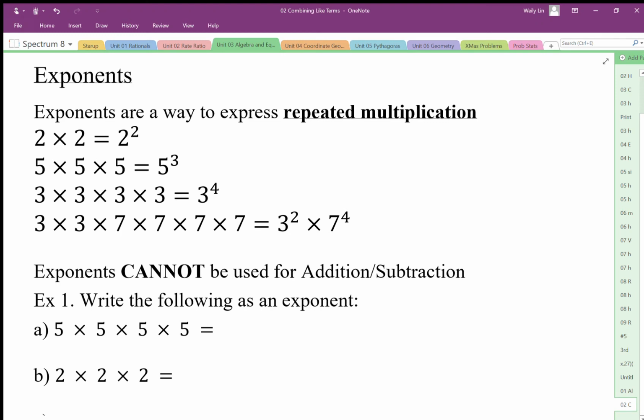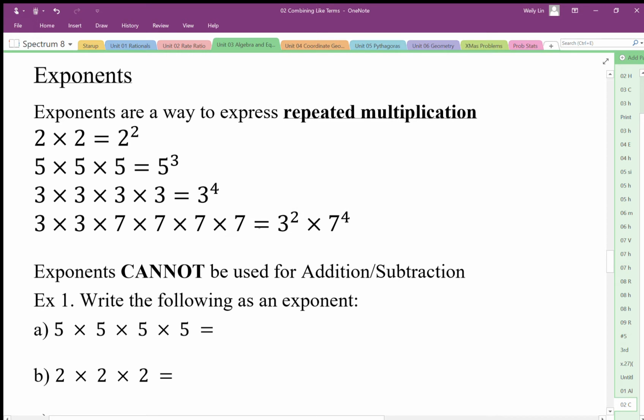So we're going to be working with exponent multiplication a little bit later. So we just want to make sure we understand how to multiply exponents together. Basically, exponents are repeated multiplication. So if I have 2 times 2, I can show it as 2 squared. 5 times 5 times 5 is 5 cubed.